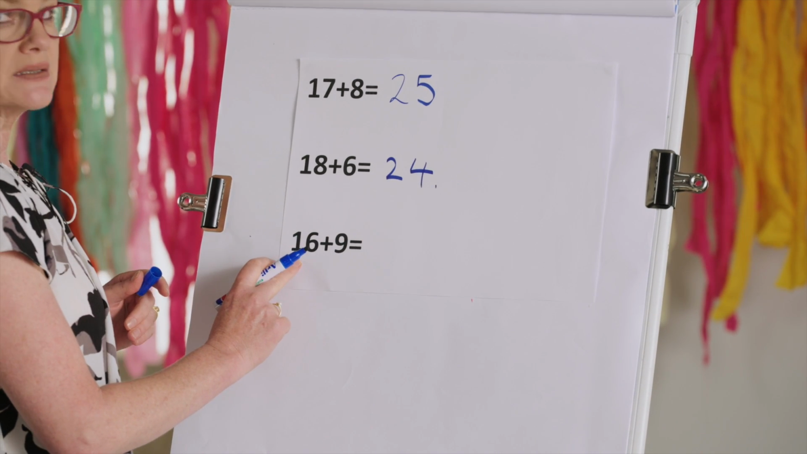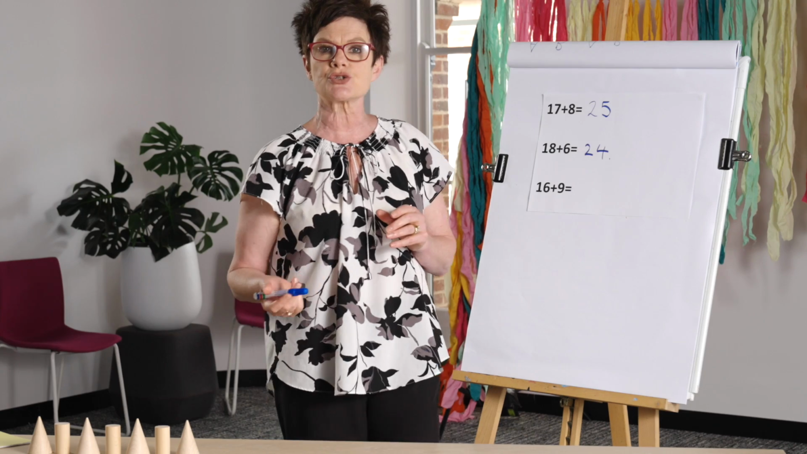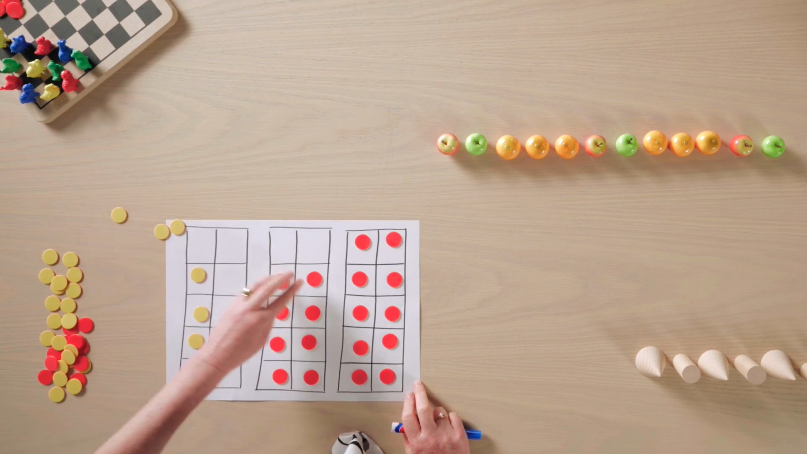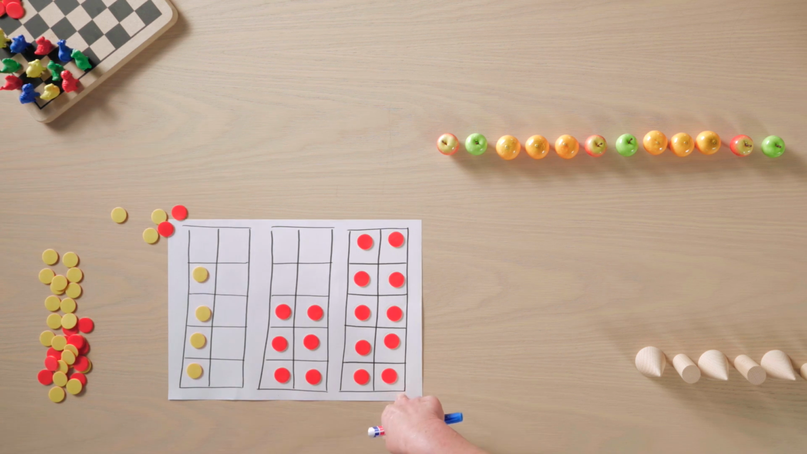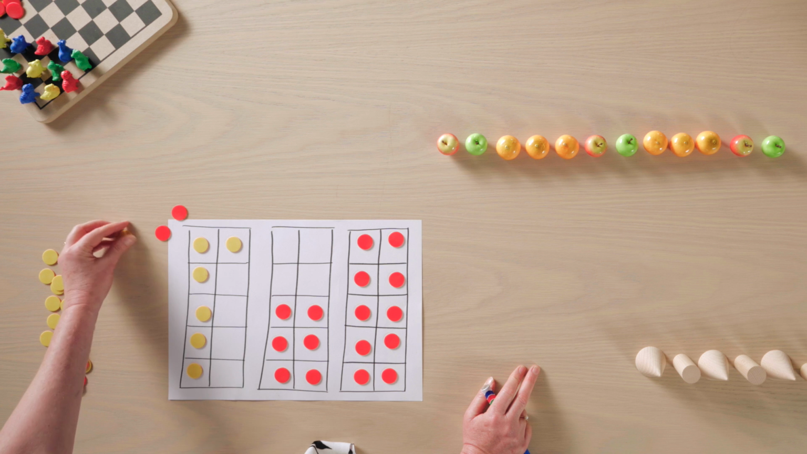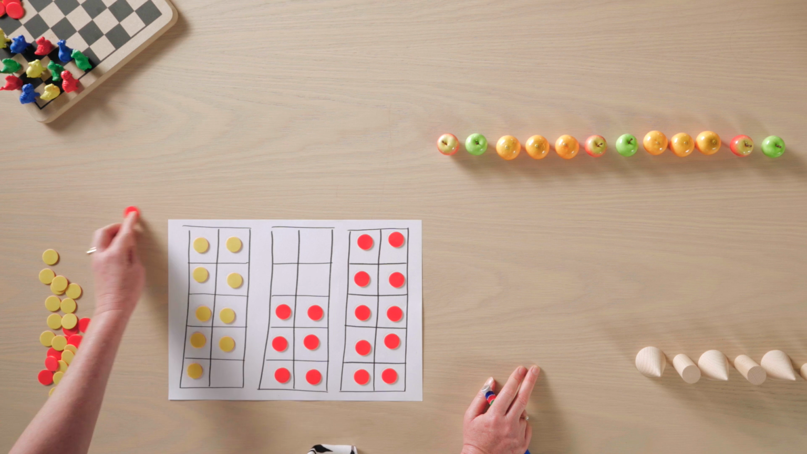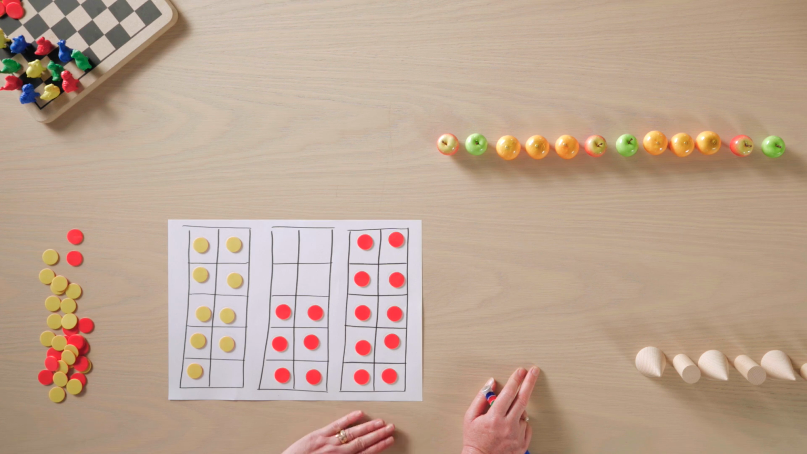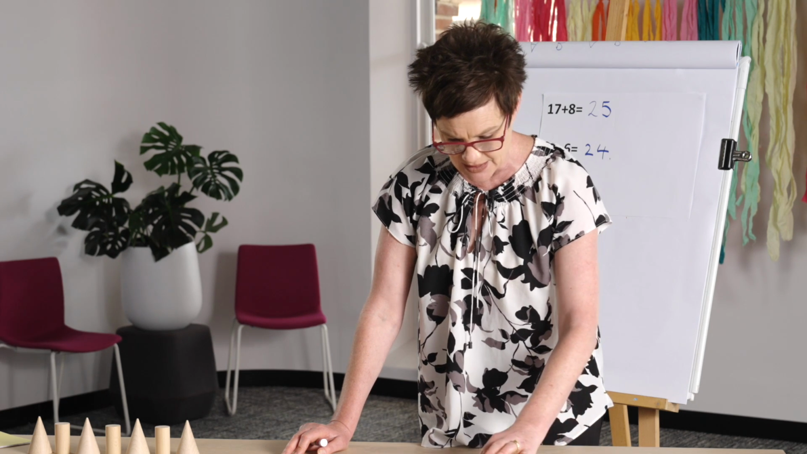And what about the last one? 16 add 9. So we're going to once again bridge to 20. 16, let's make it 16, which is a 10 and 6 ones. 16 add 9. 9's almost 10. I quite like 9 for lots of different reasons. So let's make the 9 here. And here is our question and what it looks like. So we have 16 add 9. Remember, we're going to bridge to 20. We're going to make 20.